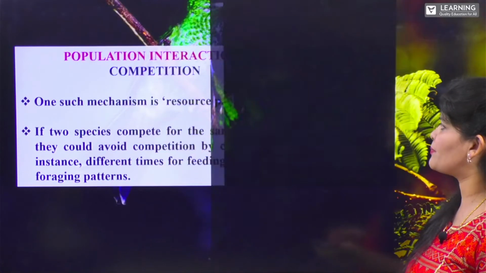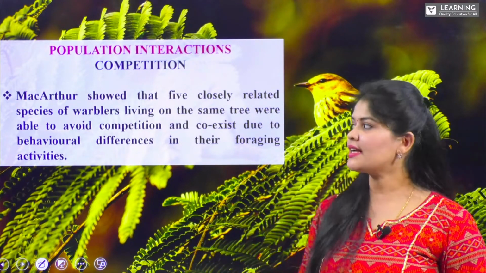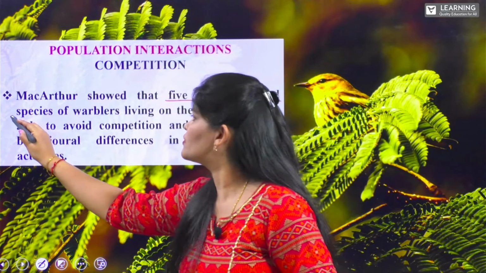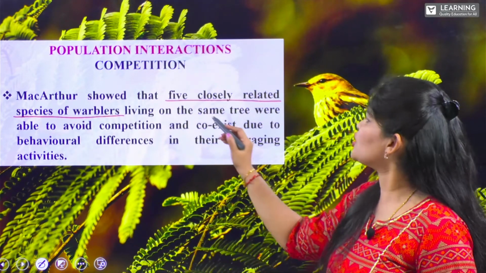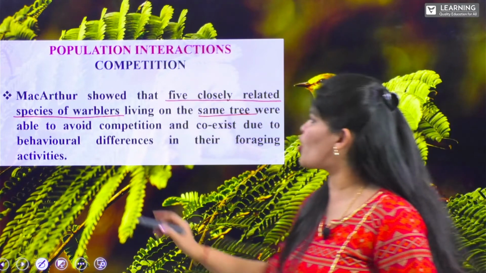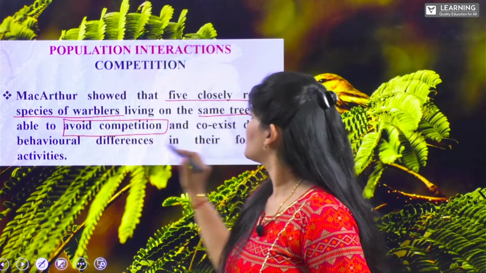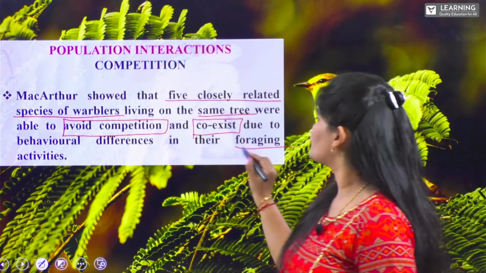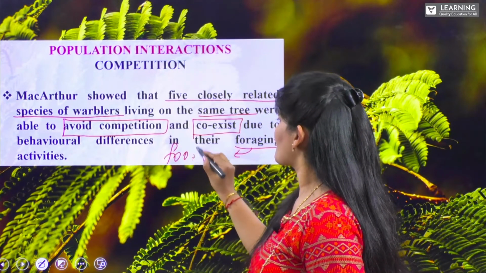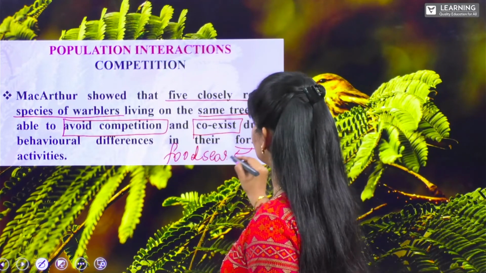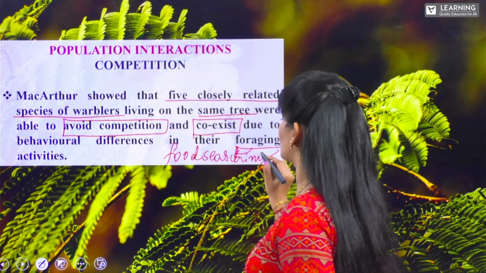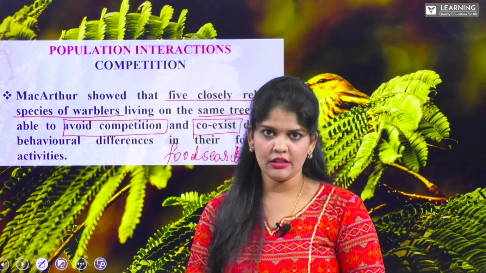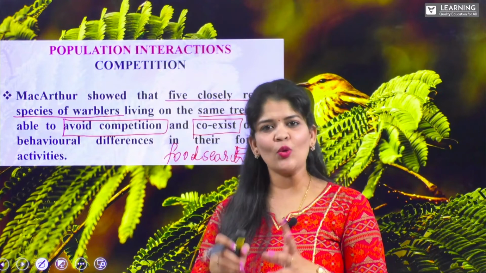For that, the example given is that MacArthur showed that five closely related species of warblers living on the same tree were able to avoid competition and promote coexistence due to behavioral changes in their foraging. Foraging is food searching activity. By this, the species can avoid the competition and they can coexist, right?